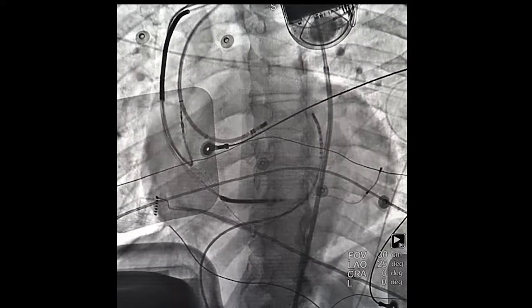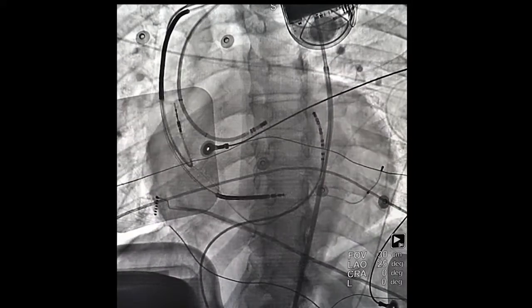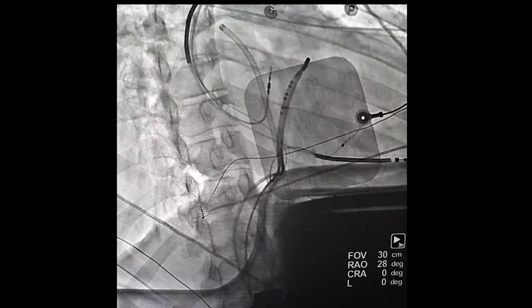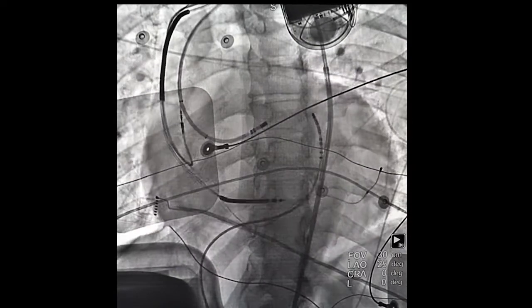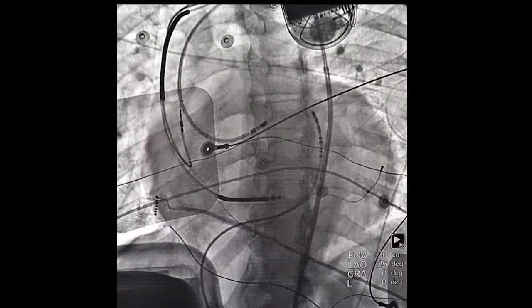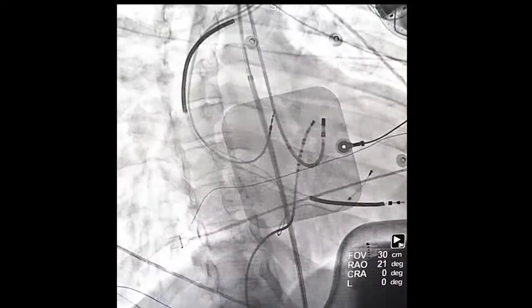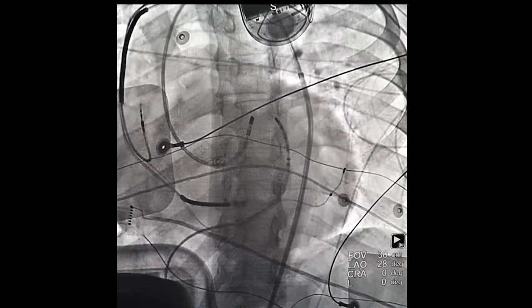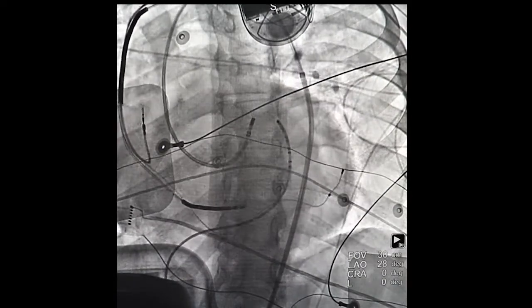We delivered ablation in the last area also. We did more ablation here. Then we got back into the left coronary cusp for further mapping endocardially. This is the RAO view. This is the LAO view again in the LV summit.